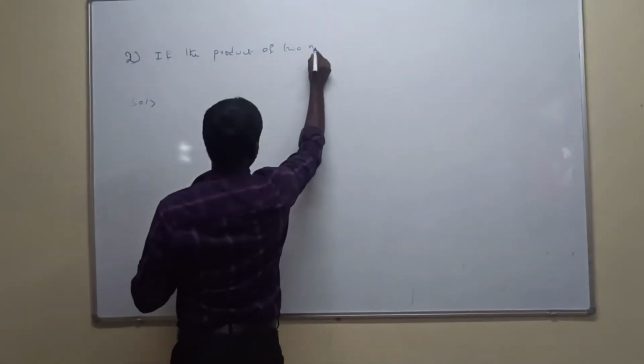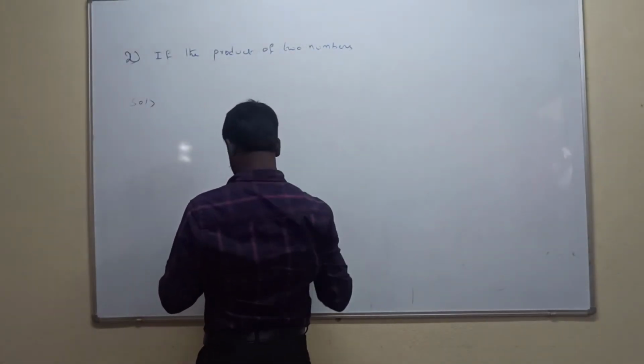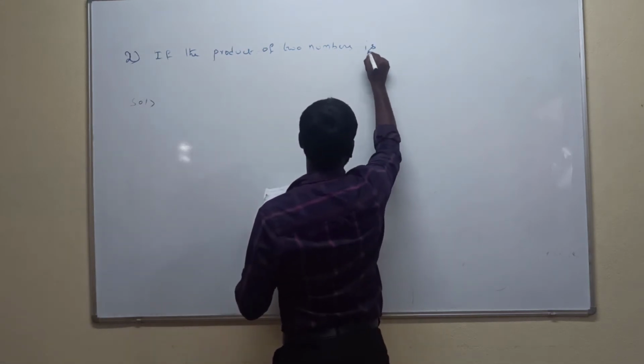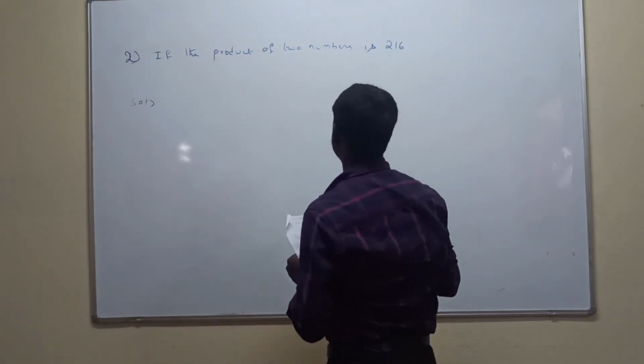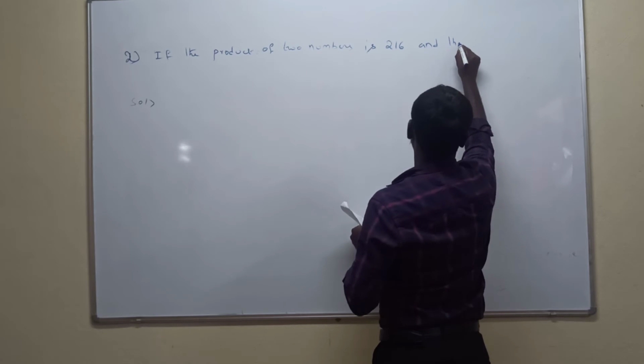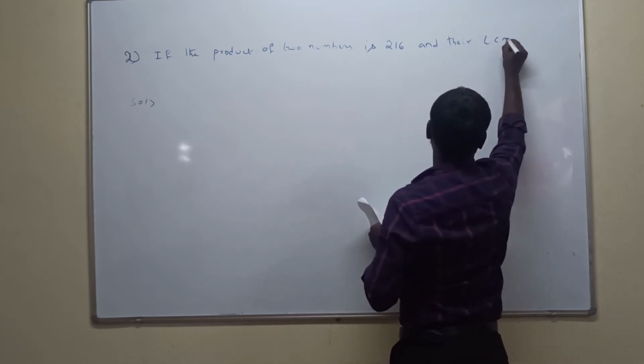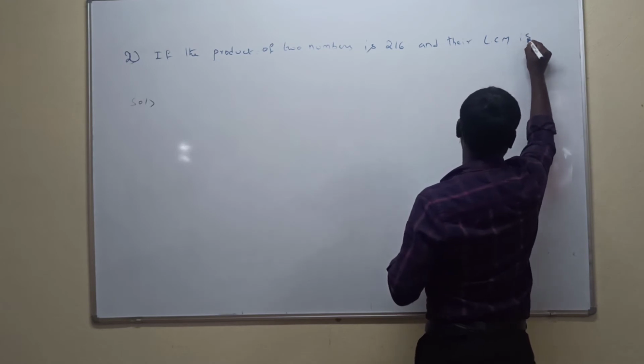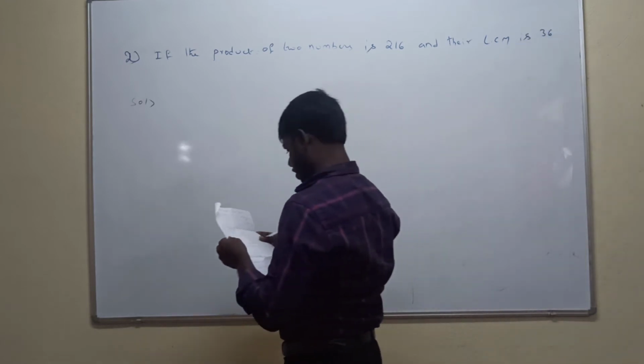The product of two numbers means A cross B. The product of two numbers is 216, that is, A cross B is equal to 216, and their LCM is 36. Find the HCF.